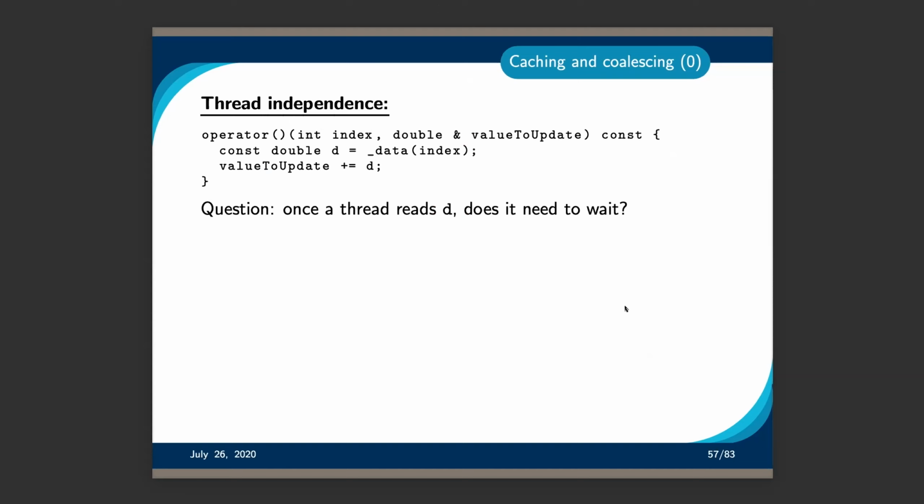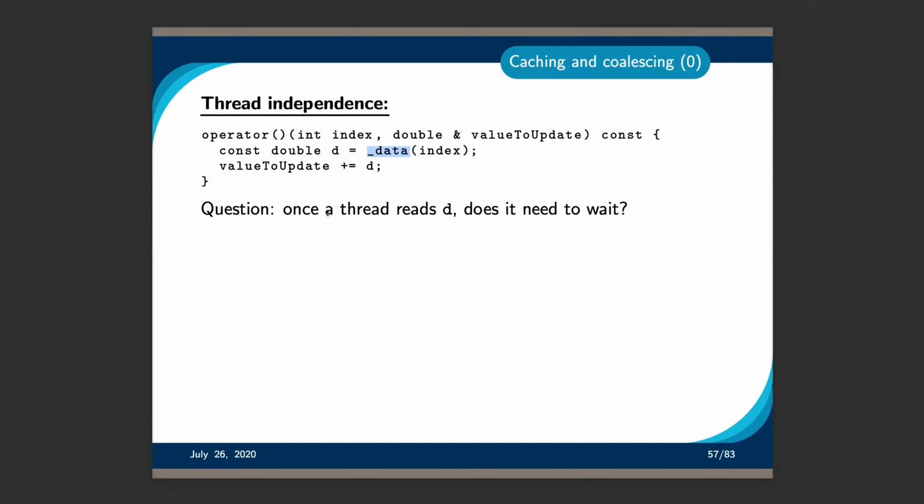And one way to think about that is thread independence. There's other ways to think about it. For example, on the CPU, we can think about that in terms of false sharing, right? But from a GPU-centric perspective, we'll start with thread independence. And so one question you can ask yourself is, say I read D, an element here from a vector.